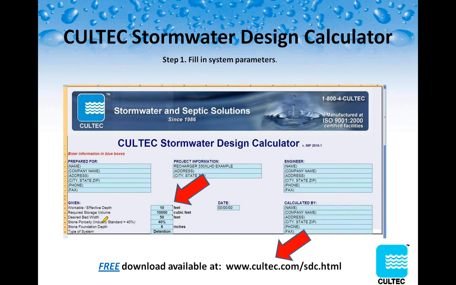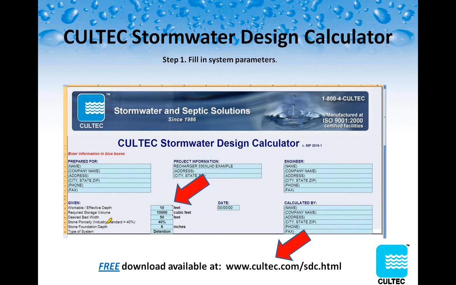We also have stone porosity. It's filled in automatically as 40% as the industry standard. However, you might want to use a different number, and you can change that. Then also we have stone foundation depth, and you can pick 6, 12, or 18 inches from the pull-down list. You also have to choose the type of system you want to specify.